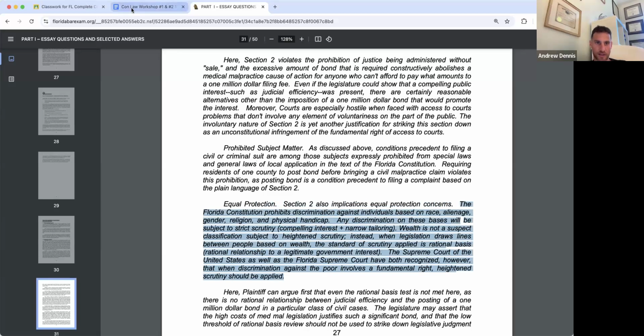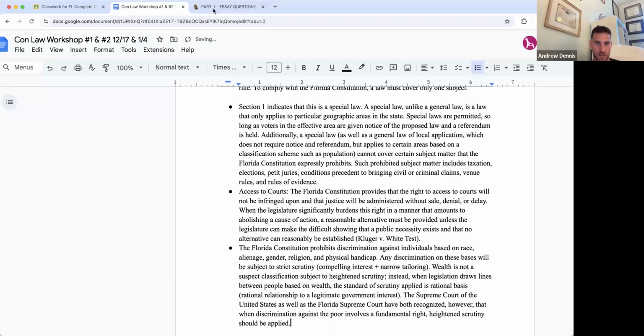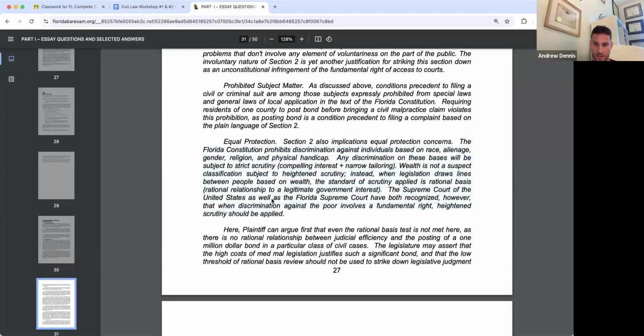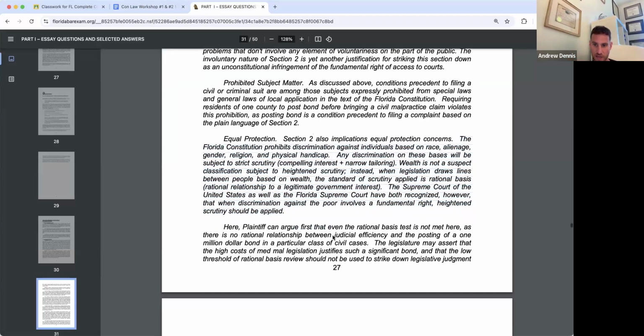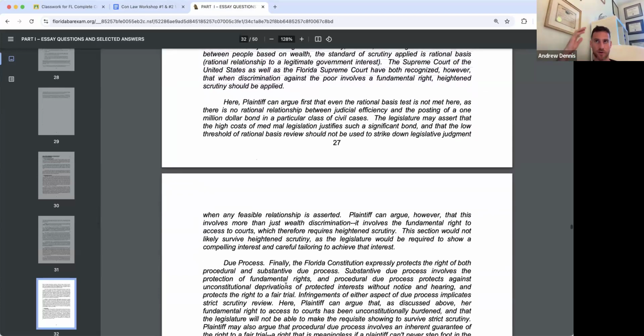Scrutiny levels, right? I think that's major. You've got to be able to talk about scrutiny levels: compelling for strict, important for intermediate, and legitimate or rational for rational basis. So here they're saying rational basis isn't even met. Due process, I'm telling you, equal protection, due process, almost every essay. Vagueness, overbreadth, they come up a lot. First Amendment concerns come up a lot. Con law is a lot, but it gets very repetitive.